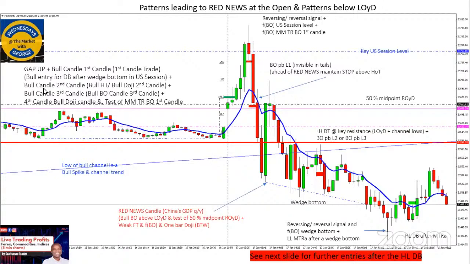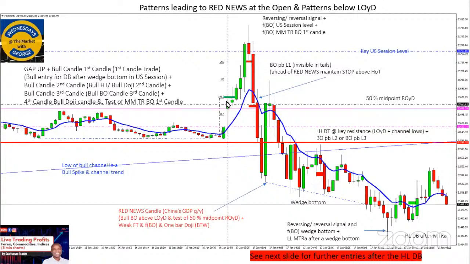Then we have a bull candle, second candle, bull high test. The market went up to test that, bull doji, second candle. Whenever you see a doji, you must wait for a breakout pullback, because a doji is a trading range and most trading ranges fail. So you have to wait for that. We had a bull third candle, trying to break out above that.